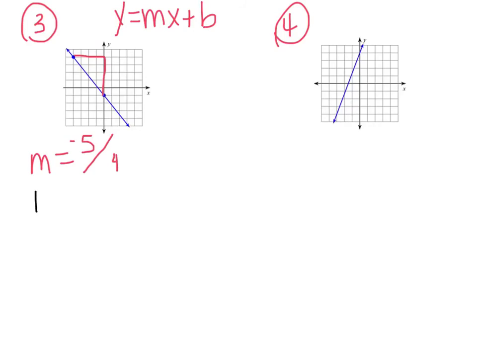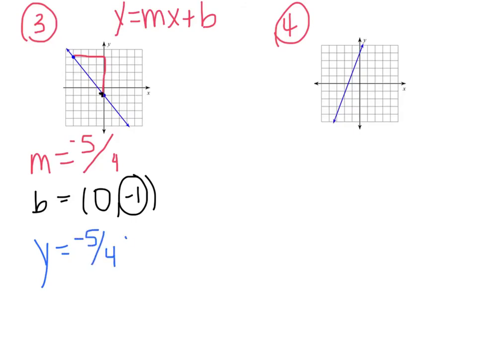Now we want to find out what is b. Here's b. And that is going to be 0, negative 1. And we're going to use that negative 1. And now we can plug everything into the formula. So y equals negative 5 over 4 x minus 1.